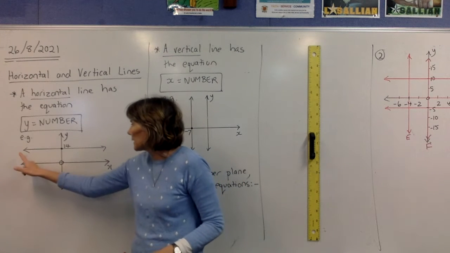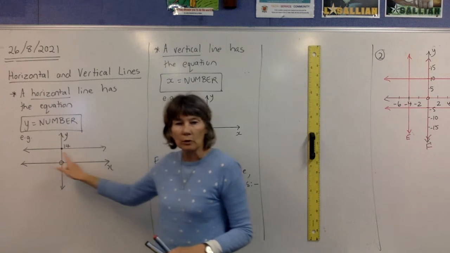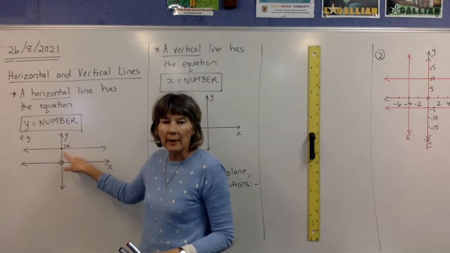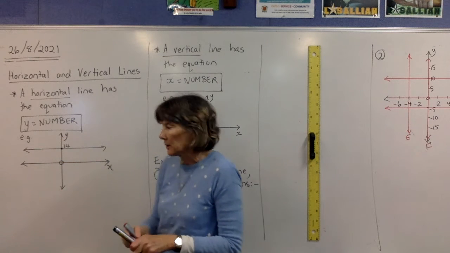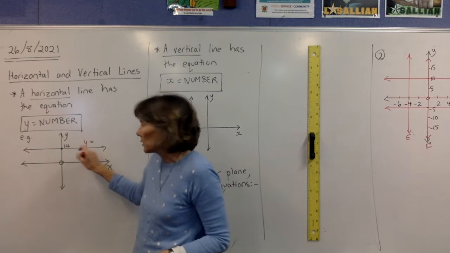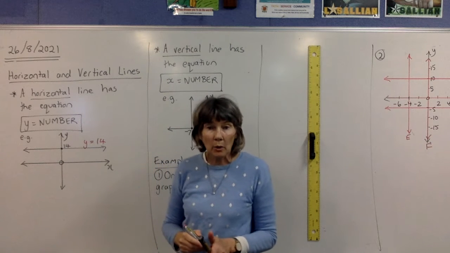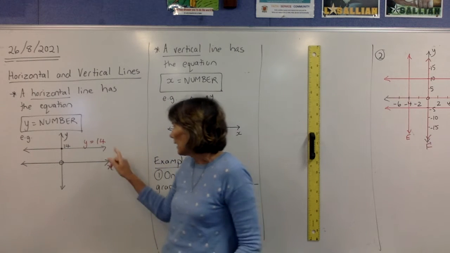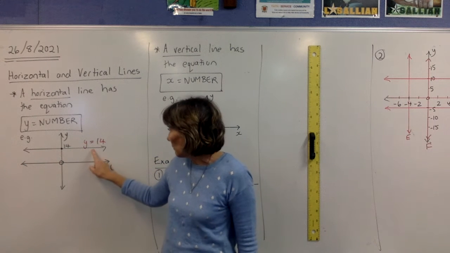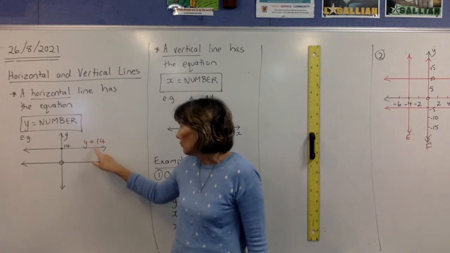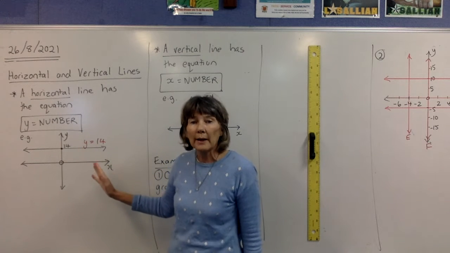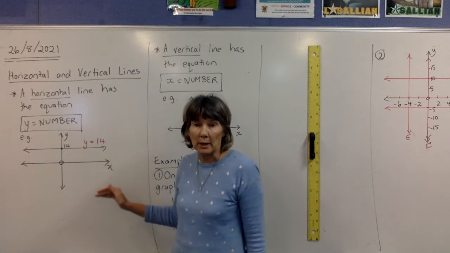Okay, now I've given you an example here. Here's a line that's horizontal, and it's going straight through that point there. And that point there is on the y-axis, right? So it's passing through y equals 14. So that is the equation of that line, y equals 14. Every single point on this line has a y coordinate of 14. So I could have a point all the way up here, and it might be 10, 14. There might be one here, might be 5, 14. So all of the y coordinates are 14. That's why it works like this.